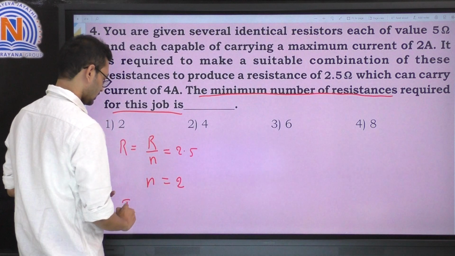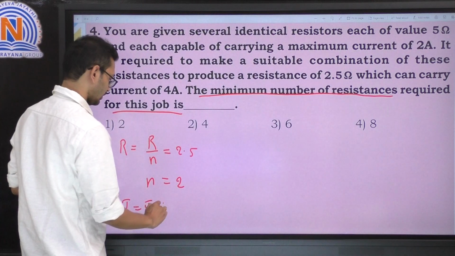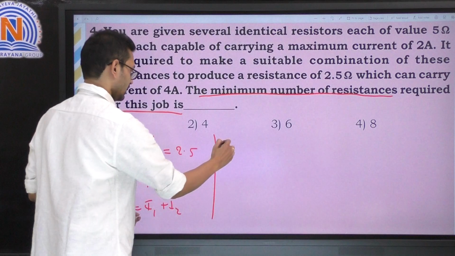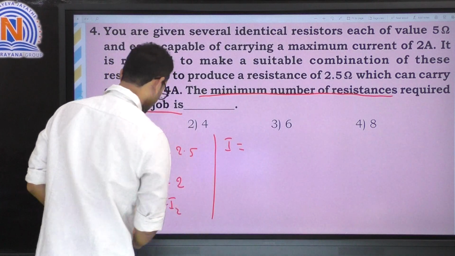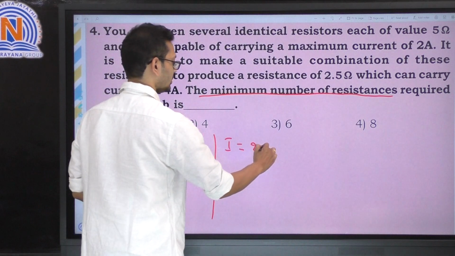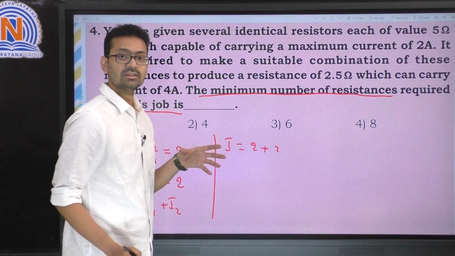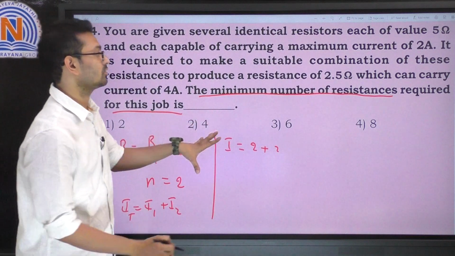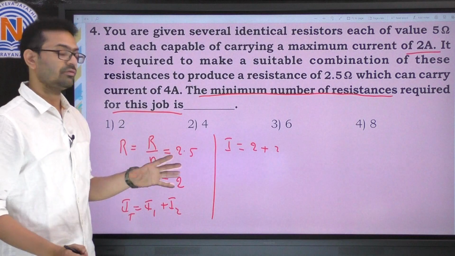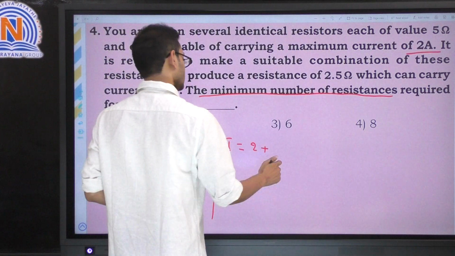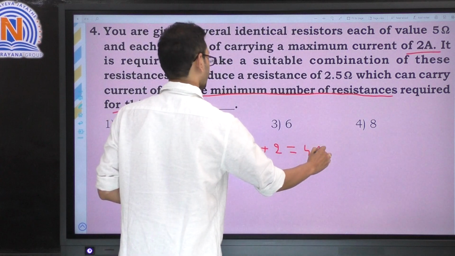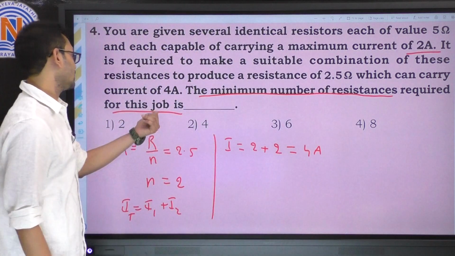So here your total current I is going to be equal to I1 plus I2. So I is equal to 2 plus 2, because I need the resistances to accept at least 2 amperes. Each resistance has to accept 2 amperes. If it is accepting 2 amperes, then from 2 resistances my total current is nothing but 4 amperes, right? So that is what I need.